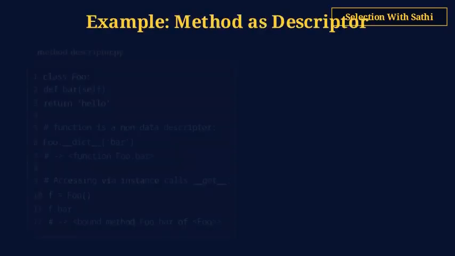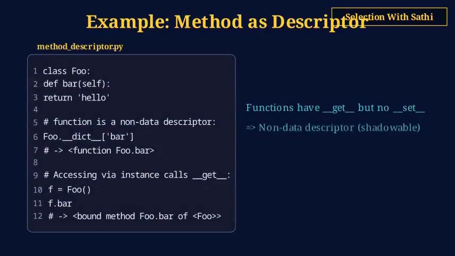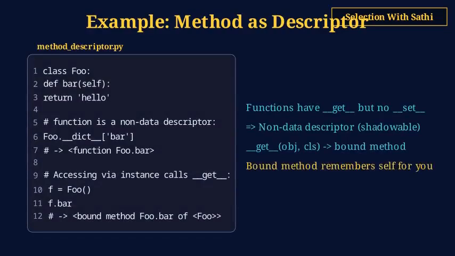Here's a mind-bending fact. Regular Python functions are descriptors. A function object has a __get__ method but no __set__, making it a non-data descriptor. When you access a function through an instance, __get__ is called with the instance and its class, and it returns a bound method. That bound method holds a reference to the instance, which becomes the self argument. This is how Python implements methods, it's descriptors all the way down.